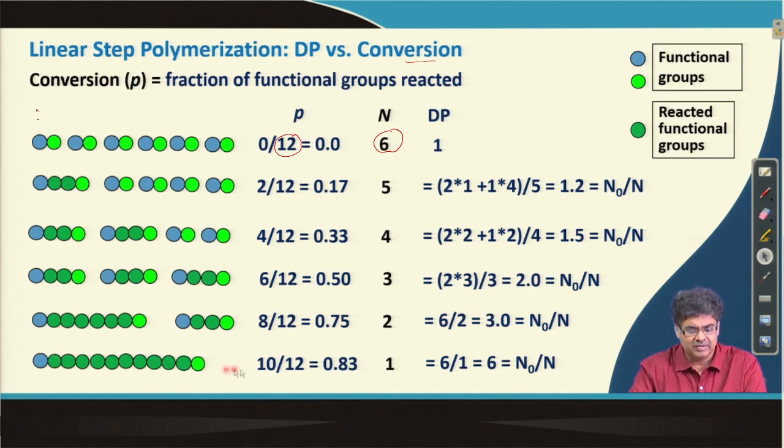Initially, at time t equal to 0, nothing has reacted. So reacted functional groups are 0. So 0 divided by 12 is 0, which means conversion is 0, no reaction has happened, and the degree of polymerization is 1. How will you find DP? N0 upon N. N0 is 6 and N is also 6, so it is 1.